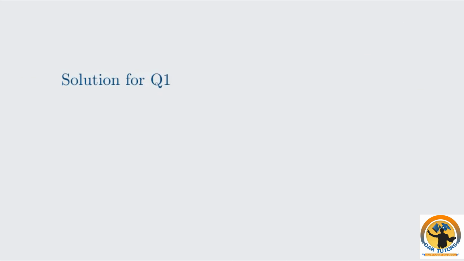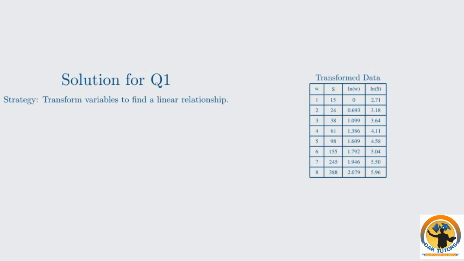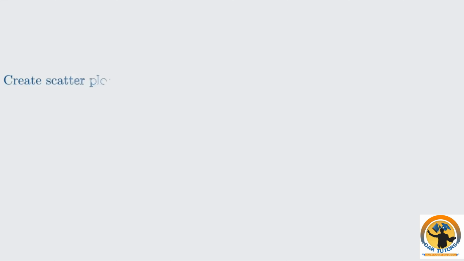Solution for question 1. First, we must identify the most appropriate model. We'll use our strategy of transformation. Using a calculator or spreadsheet, calculate the transformed variables: the natural log of the week number and the natural log of the sales number. Now we create scatter plots for all 4 pairs of variables and find their R-squared values.